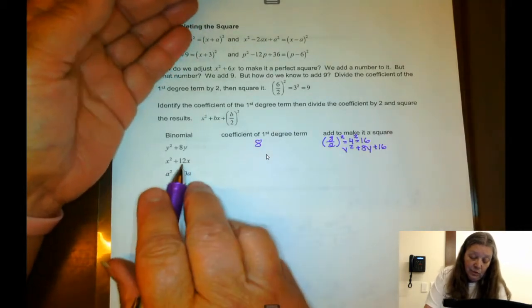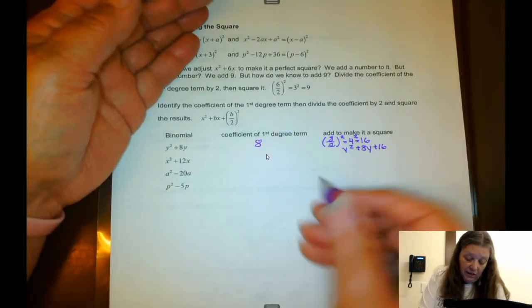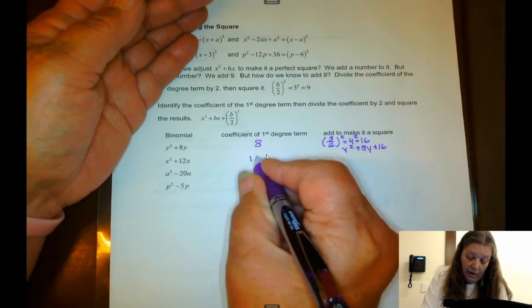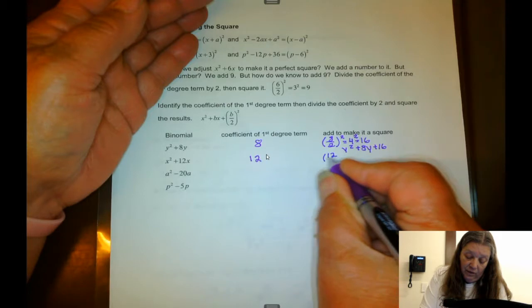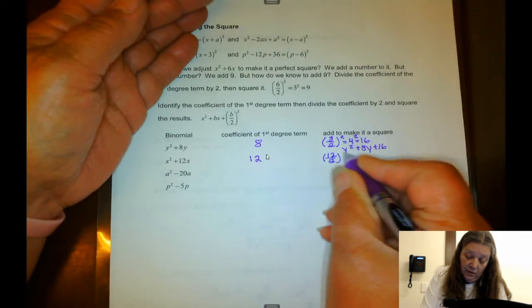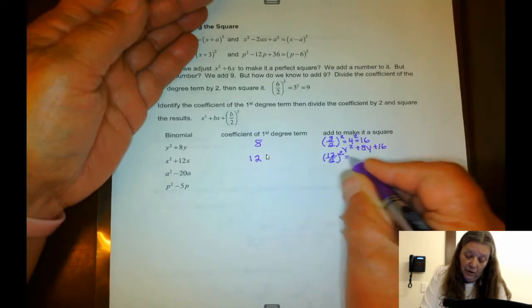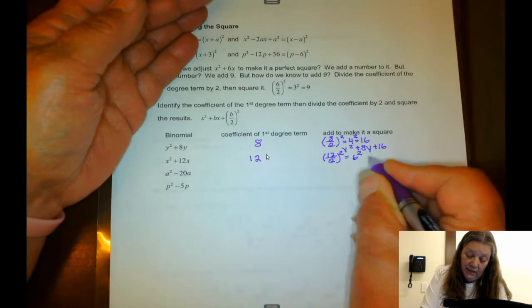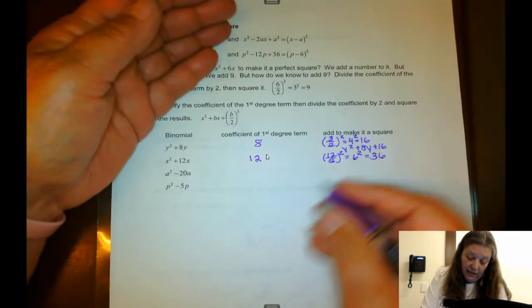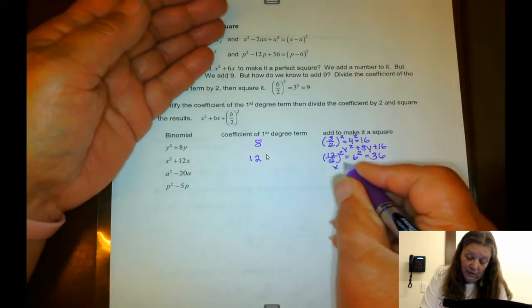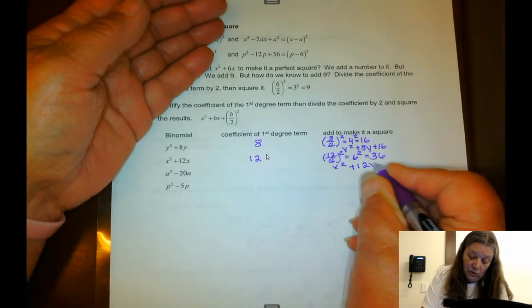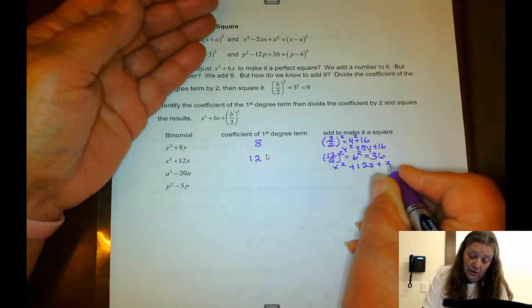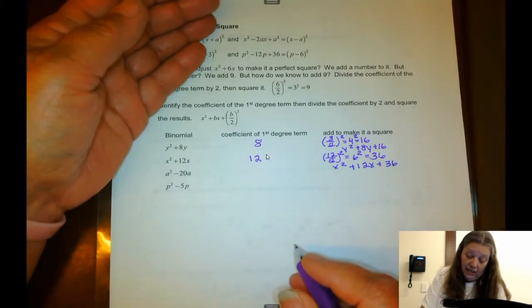And this next one, the coefficient of the first degree term is 12. So we're going to add 12 over 2 squared. Well, 12 over 2 is 6. 6 squared is 36. So the perfect square would be x squared plus 12x plus 36.